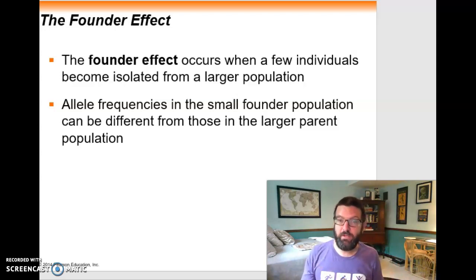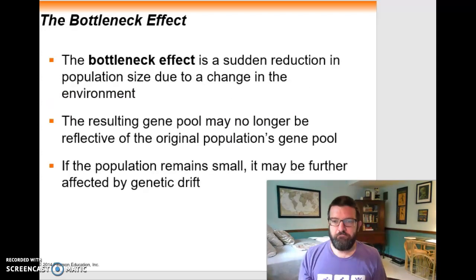And that founding population is usually pretty small and so is pretty susceptible to genetic drift. And this is one way that when you get new small founded populations coming from a larger population, you can very quickly get some differences that begin to evolve in that population.